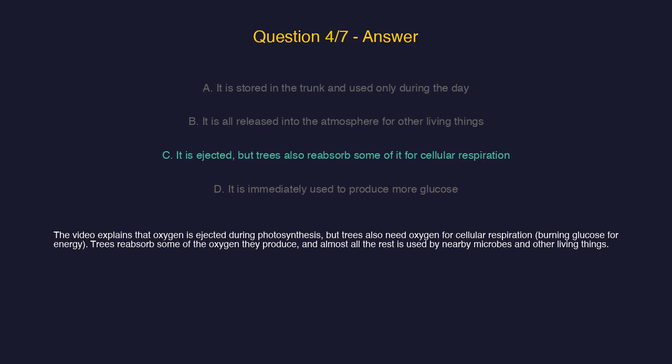The correct answer is C. The video explains that oxygen is ejected during photosynthesis, but trees also need oxygen for cellular respiration, burning glucose for energy. Trees reabsorb some of the oxygen they produce, and almost all the rest is used by nearby microbes and other living things.